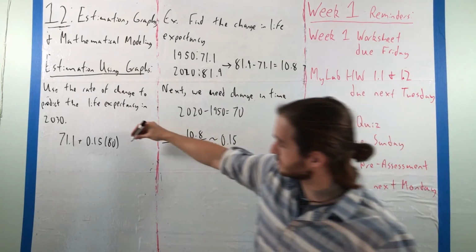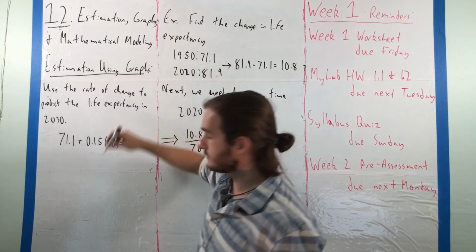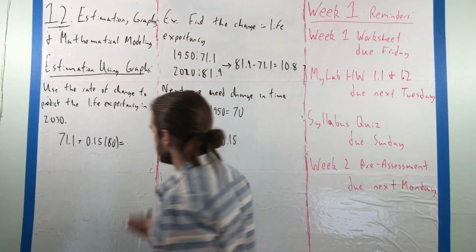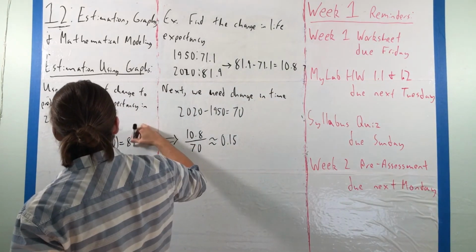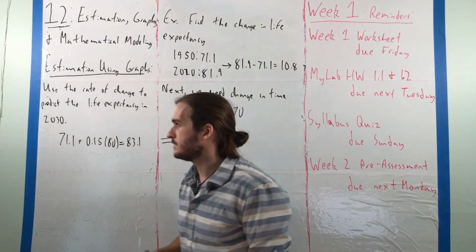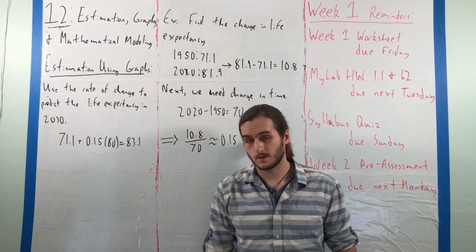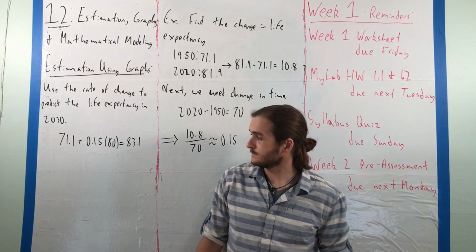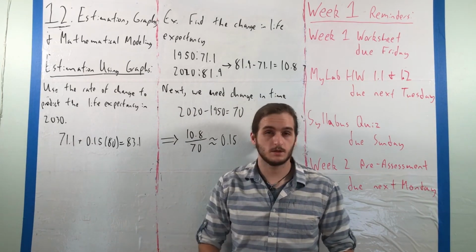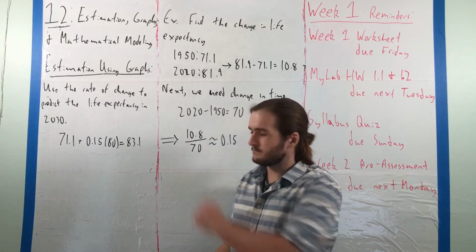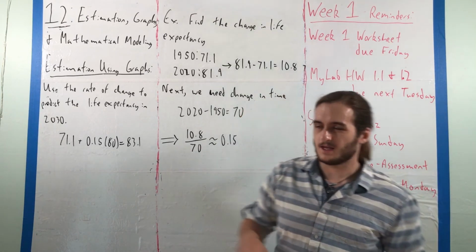Following through with our computations here, we don't actually need to round anymore unless we really want to. We will get that the average life expectancy will be 83.1 years in the year 2030. But what we did here was use an example of a mathematical model to make a prediction. I'll talk a bit more about that at the end of this section.